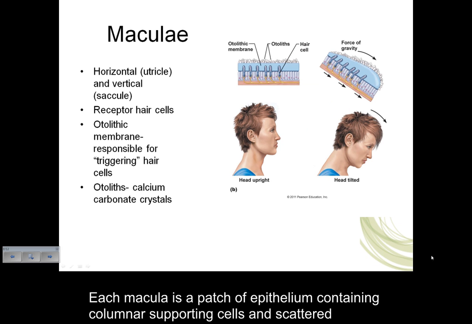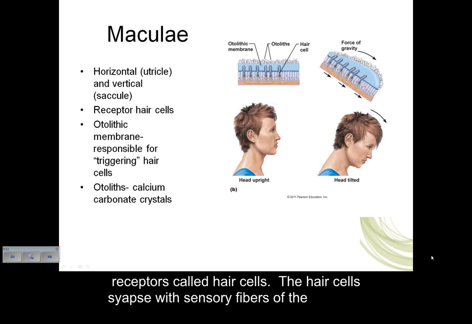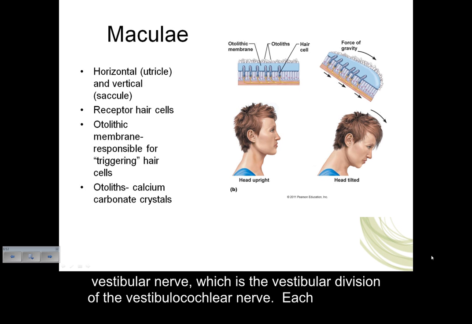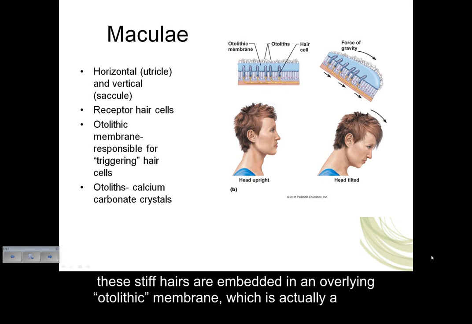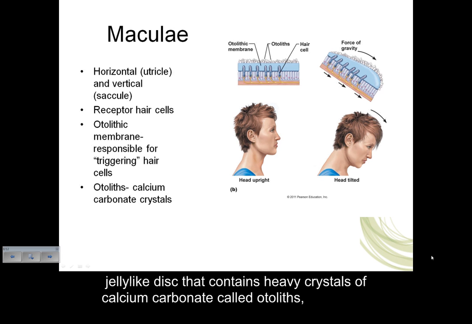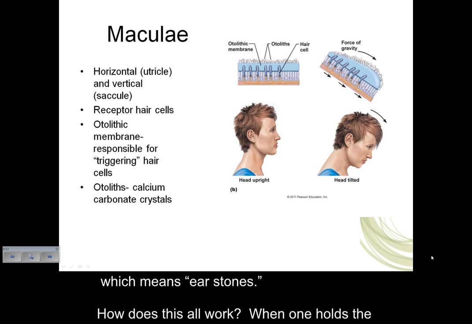Each macula is a patch of epithelium containing columnar supporting cells and scattered receptors called hair cells. The hair cells synapse with sensory fibers of the vestibular nerve, which is the vestibular division of the vestibulocochlear nerve. Each hair cell has many stereocilia and a true cilium protruding from its apex. The tips of these stiff hairs are embedded in an overlying otolithic membrane, which is actually a jelly-like disc that contains heavy crystals of calcium carbonate called otoliths, which means ear stones.